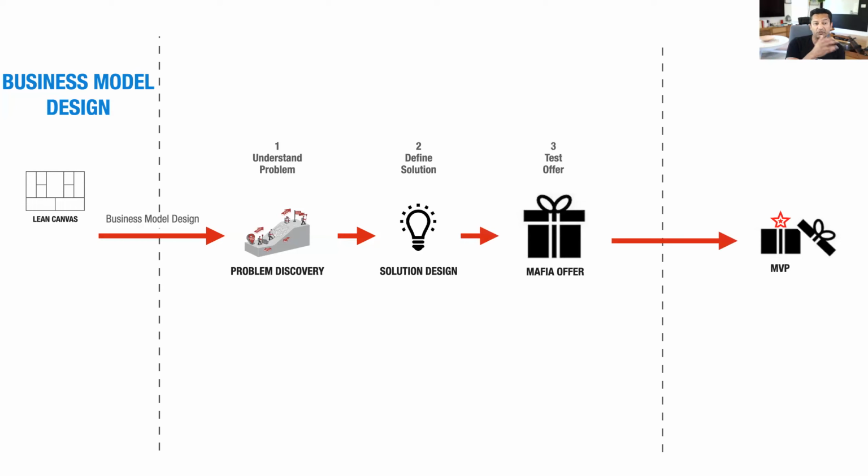But taking this process from left to right, understand problem, design solution, this is where we now begin to craft our offers. I use the label here, a mafia offer, because if you take these steps, you actually create an offer that is so compelling, your customers cannot refuse it. Anyone who knows the movie The Godfather will know where that reference comes from.